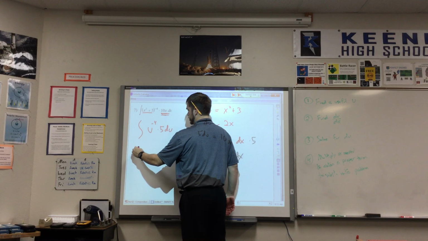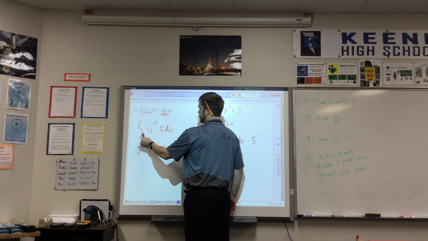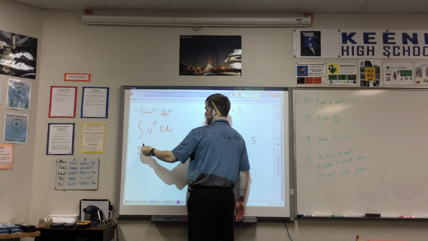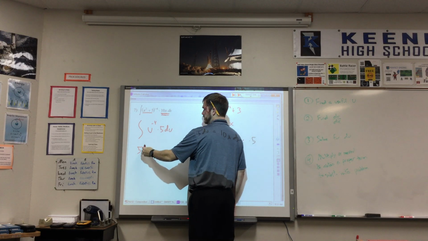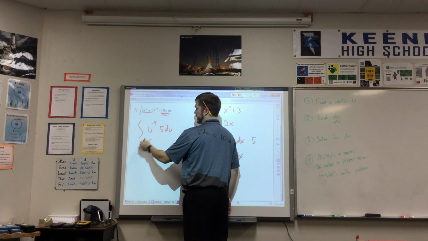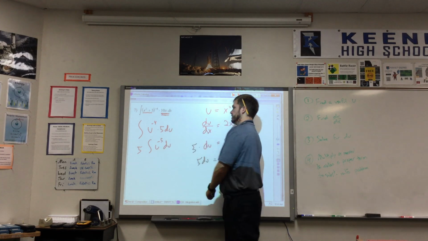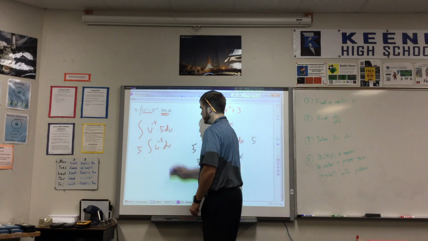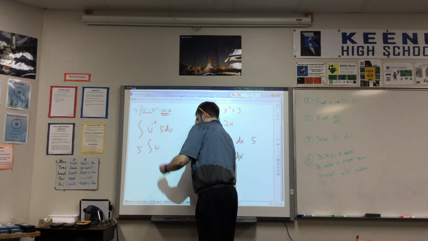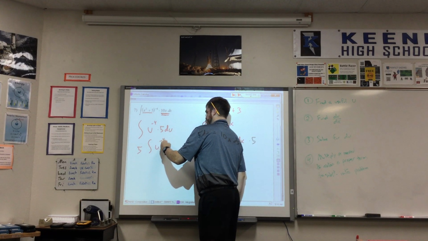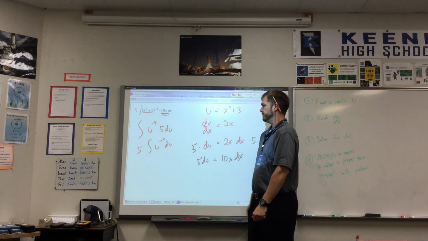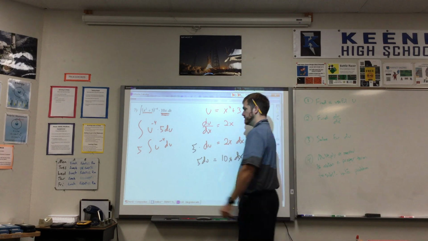So I'm going to rewrite this. We know the constant multiple rule, where if you have a function times a constant inside the integrand, we can pull that constant out and just have this as integral of u to the 5th, sorry, integral of u to the negative fourth du. And now we're off to the races.